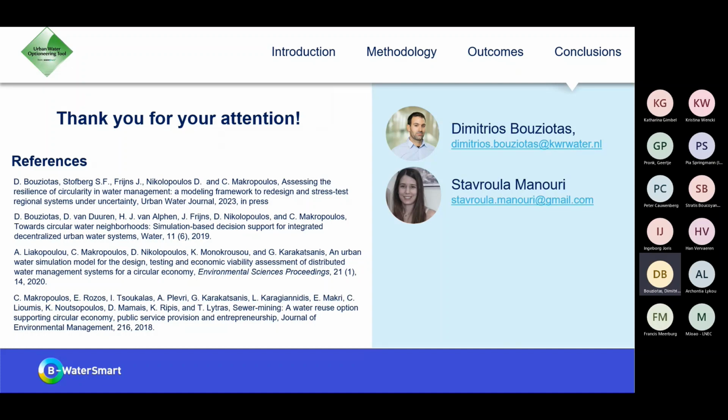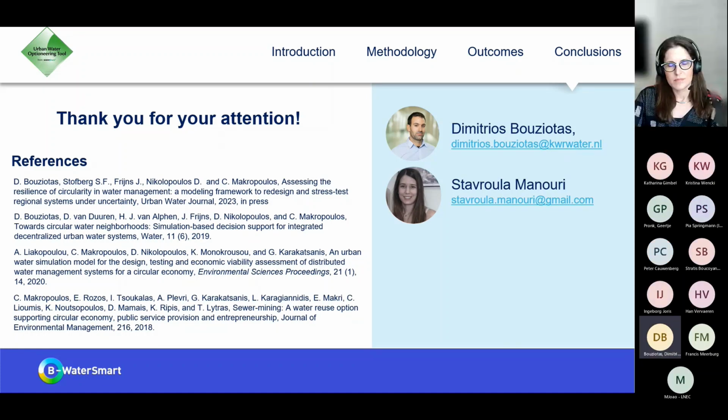You can also find all the references that have been used here if you are interested in reading more about what the model can do. However, I think it's more interesting in this workshop to see this through a hands-on demonstration that will follow shortly, based on a video of my colleague Stavroula.